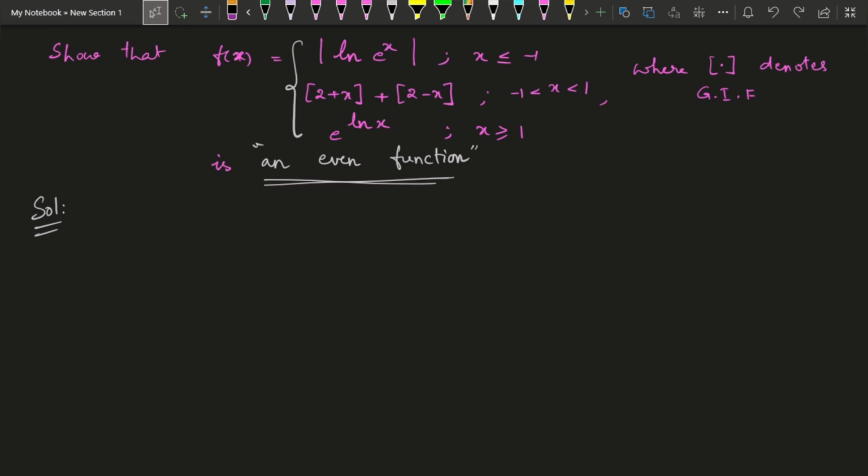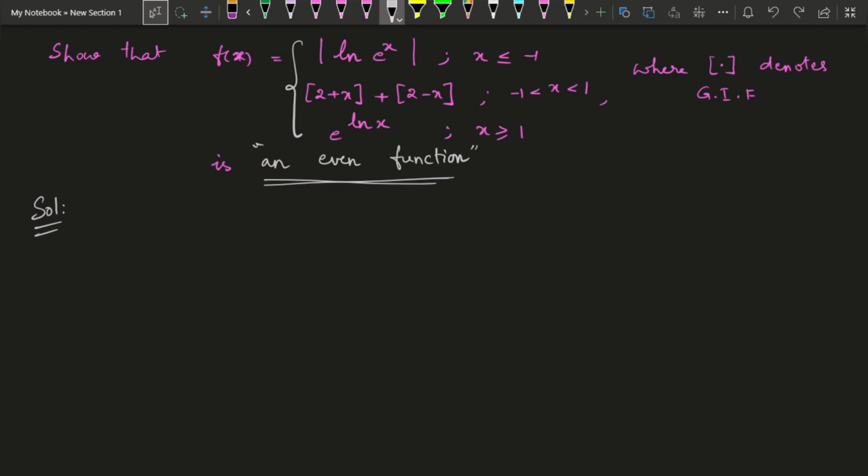Now I'm going to prove one more function is an even function. First of all, we have to make it free from the modulus function, I mean modulus and integral part. Here the given function contains modulus as well as integral part. So using the properties, make it free from modulus as well as integral part.